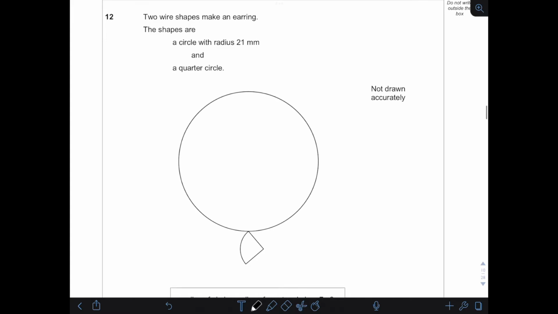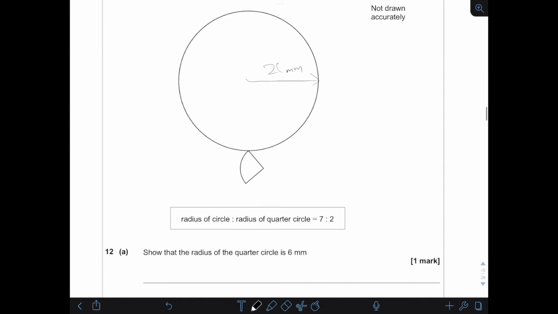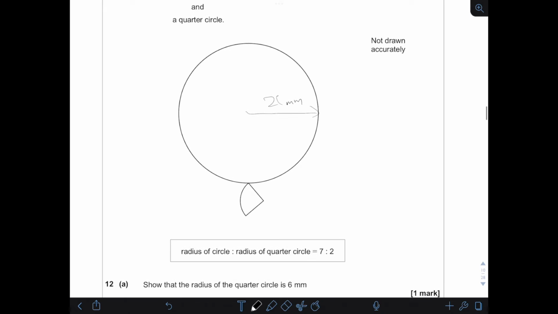Right. 2 Y shapes make an earring. The shapes are a circle, radius 21, and a quarter circle. The radius of the circle to the radius of the quarter circle, which is this length, is 7 to 2. Which means that now we can do some more ratio stuff.